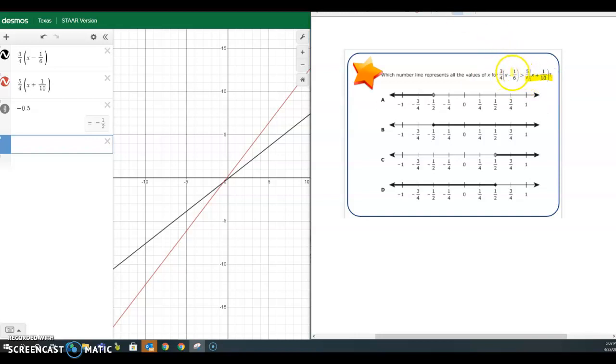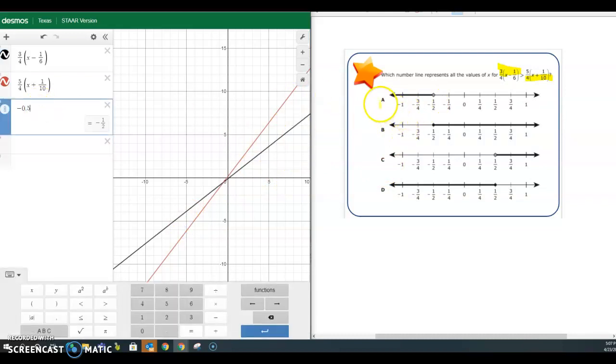But which one do we want to be bigger? We want this to be bigger. So we want the black to be on top of the red. So it's going to be everything to the left of negative 1/2. There's only two answer choices that are at negative 1/2. It's A and B. So C and D are gone. And we said that we want everything to the left. So we want answer choice A.